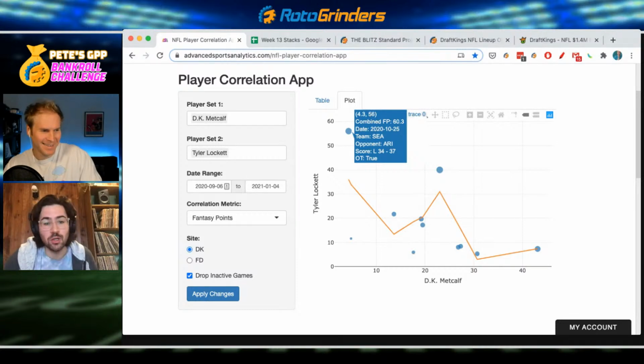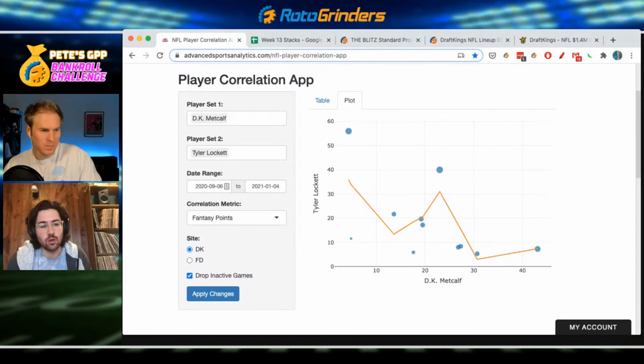And we're seeing super negative correlation between these guys because whether or not Seattle's losing or winning doesn't seem to have a huge impact on how the team scripts and plans. And I was getting blown up, not by people, but I was trying to stack Lockett and Metcalf at the beginning of the season, just being like, this is great.